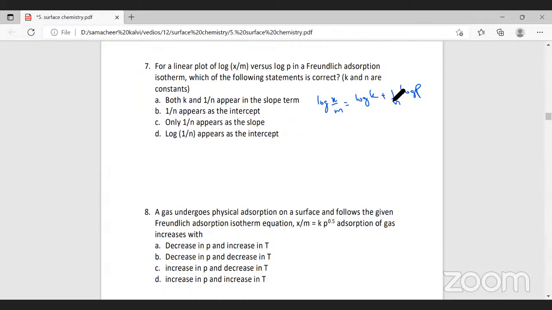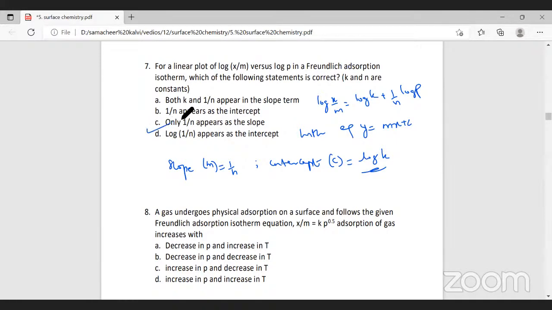Now, comparing this equation with y is equal to mx plus c, we can write slope m is 1 by n and the intercept c is log k. So the answer for this question is option C. Only 1 by n appears as a slope. Answer C.